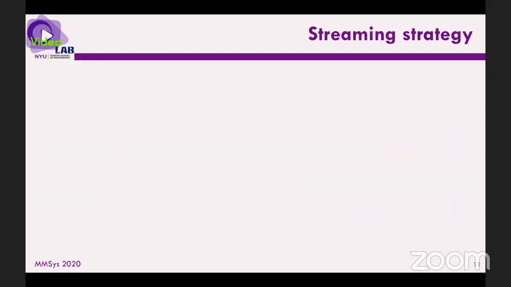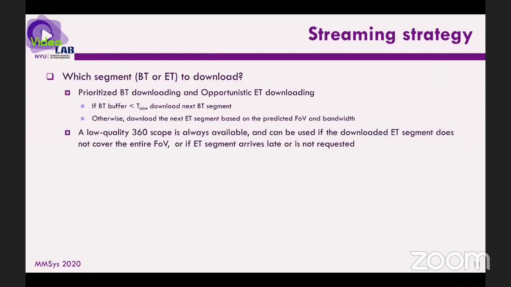So within this system, I would like to discuss two important questions in terms of streaming strategies. The first is, at each request time, should the client download a BT segment or ET segment? In our design, we prioritize the base tier downloading, and we download the enhancement tier segments only when the BT buffer size is sufficiently long.